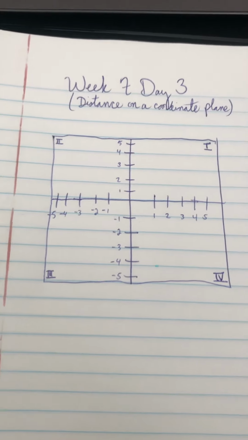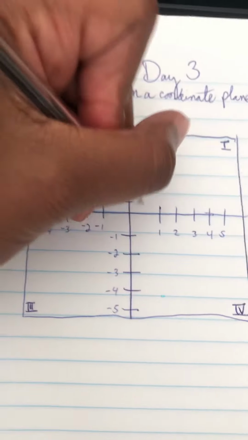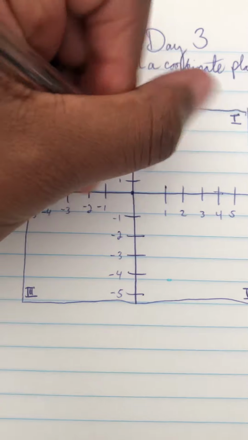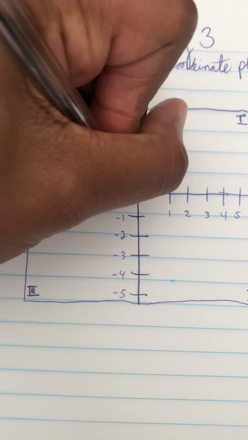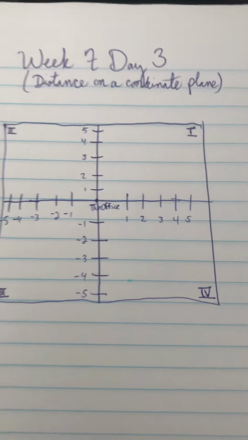Okay. All right. So let's see. The office is located at the origin, and remember the origin is always right here in the middle at 0, 0. So we can call this the office, just like the TV show that you guys like, The Office.